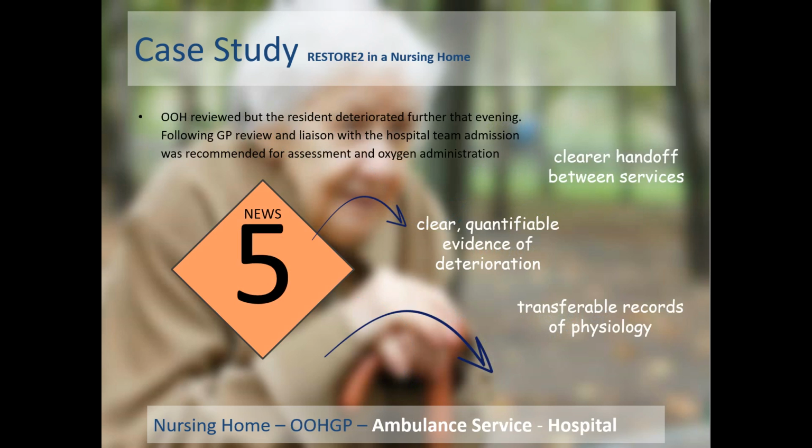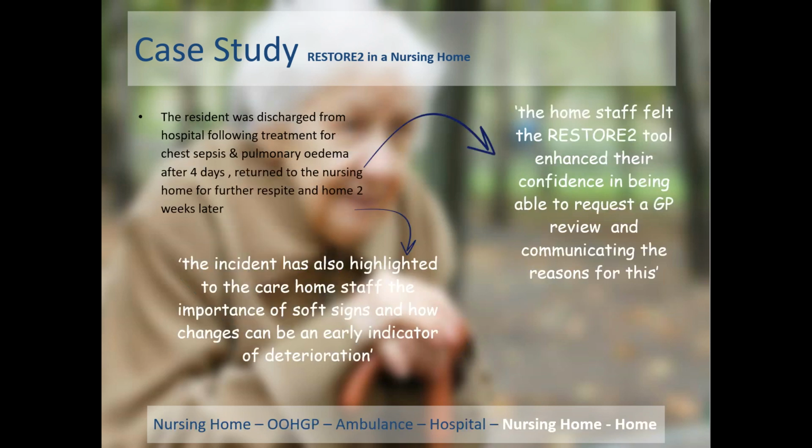The out-of-hours service reviewed the resident, but they deteriorated further later that evening. The resident was re-reviewed and this time had a NEWS of 5, which provided clear evidence of deterioration. It also supported a handover between services and the transfer of clear records to the ambulance service and then the hospital. The patient was admitted, treated, and returned back to the care home after a period of time. After a further 2 weeks, they went home.